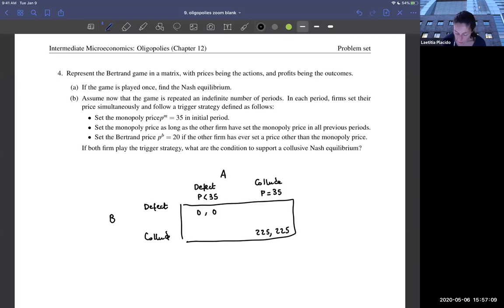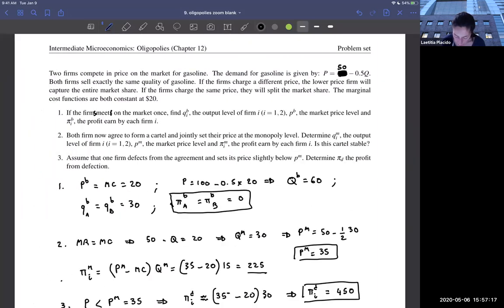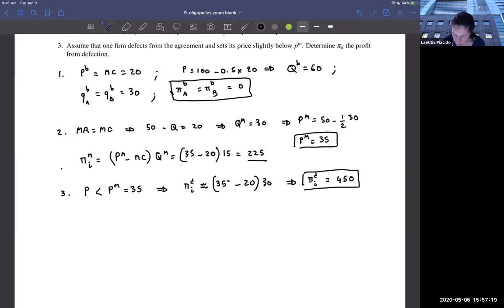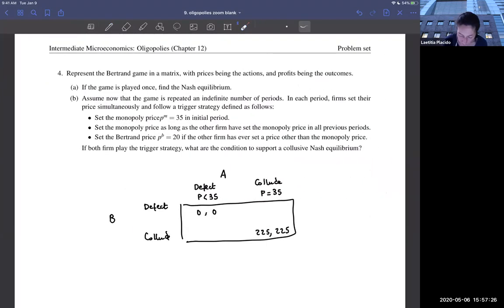Now let's say firm B defects and firm A sticks to the collusion. In that case, we calculated the profit from deviating, and that was 450. So the firm that defects gets 450 and the other one gets no demand at all, so it gets a profit of zero. And that's the opposite here.